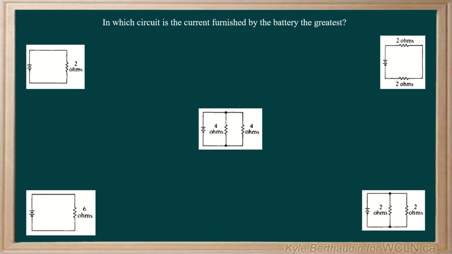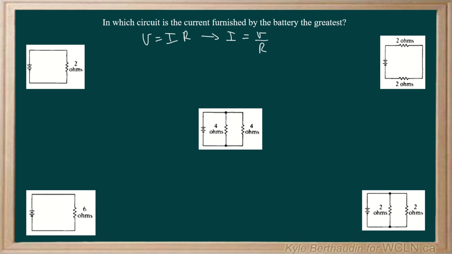Which of these 5 circuits has the greatest current by the battery? Well, to figure that out, we're going to be using Ohm's law, V equals IR. And if we solve for I, we get voltage divided by resistance. Now, the voltages on all of the batteries are unmarked, but the batteries are the same. So it all comes down to resistance.